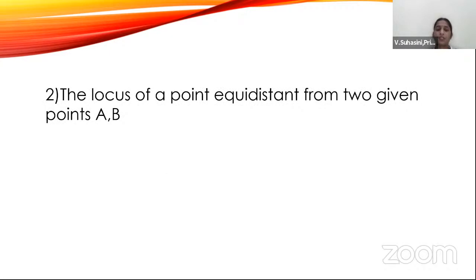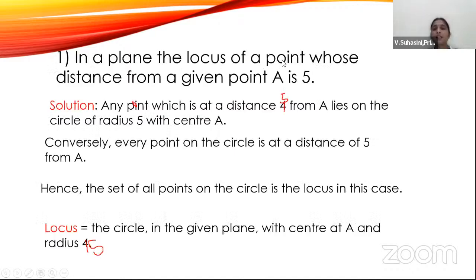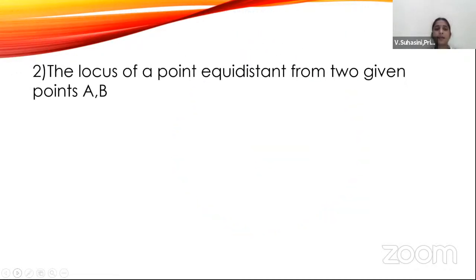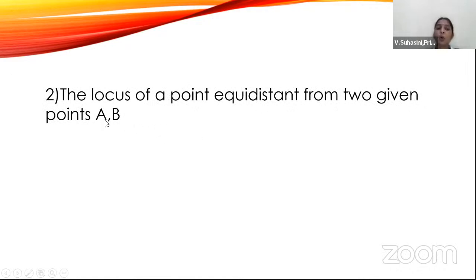Let us take the second question, second example. The locus of a point equidistant from 2 given points A and B. What was the previous question? Please pay attention to the question, children. In a plane, the locus of a point whose distance from a given point A, only a single point. Our point is at a distance of 5 centimeters from the given point, only a single point. But in this case, the locus of a point equidistant from 2 given points A and B. Is this clear? That is the difference between the previous example and this example.